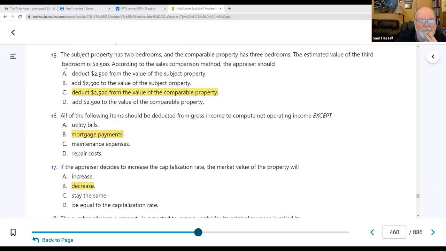Number 15, the subject property has two bedrooms and the comparable property has three bedrooms. The estimated value of the third bedroom is $2,500. According to the sales comparison method, the appraiser should C, deduct $2,500 from the value of the comparable property. Remember, if the comp is better than us, we take it off. If the comp is not as good as ours, we add it on. Okay, we want to make that equal to our subject property.